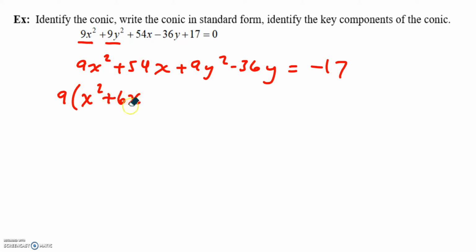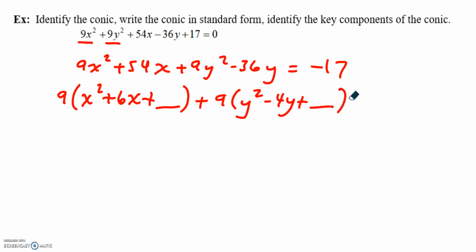Because I have a b term here and I want to complete the square, I have to add a blank here so that I can complete the square soon. And I'm going to do the same thing for the y terms. I'm going to take out my GCF of 9 and be left with y squared minus 4y plus blank equals negative 17. Because I have two blanks over here, I need to add those blanks over here as well.